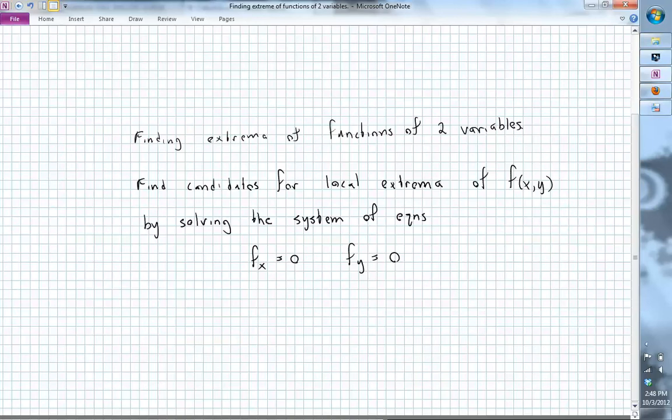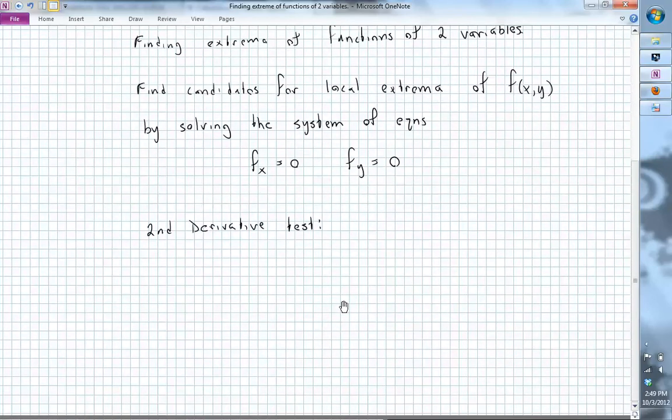So, some things in Calc 3 are more complicated than Calc 1. Some things are easier. Here's one that's more complicated: the second derivative test. Here was essentially a summary of the second derivative test for Calc 1. If the second derivative was positive, then it was a minimum, right? Because it's down here at the bottom. And if the second derivative was negative, then it was a maximum because it's up here at the top of this hill.